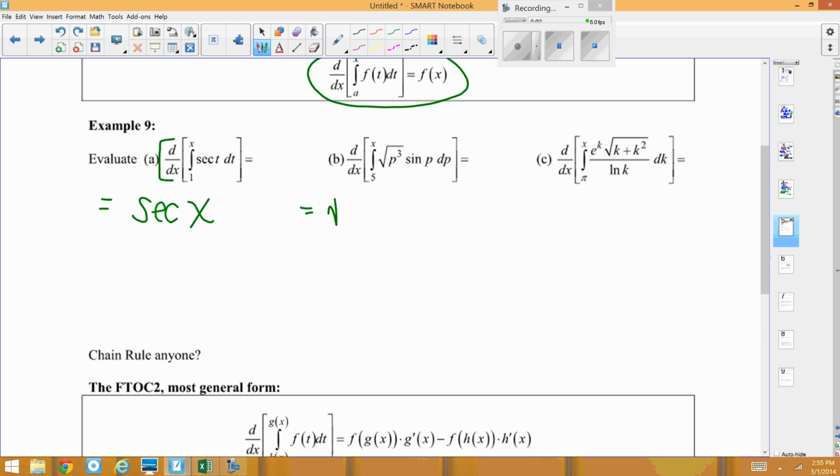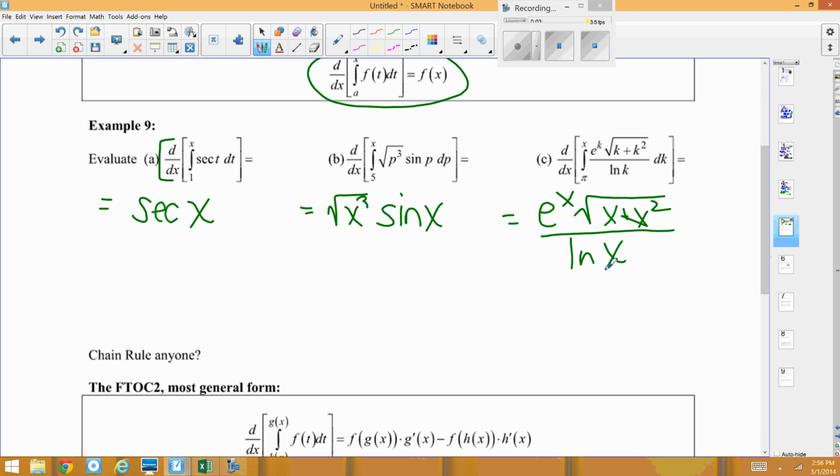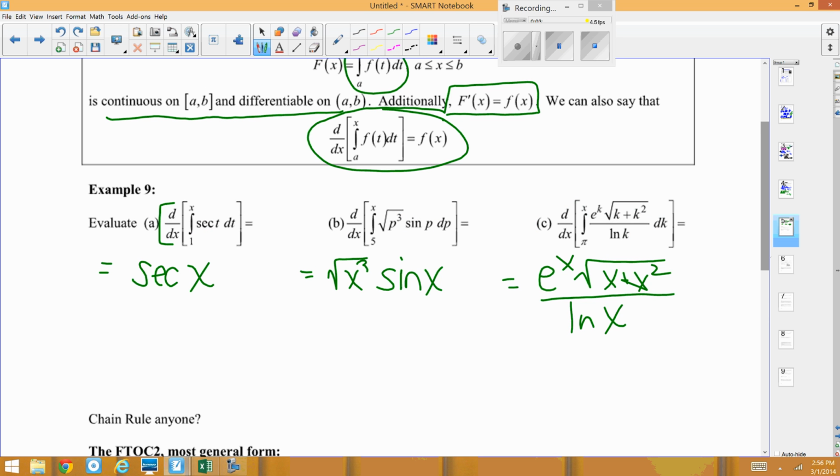This next part, we're taking the integral with a constant to 2x and the derivative. So if we do that, we're going to get the cube root of x cubed, the square root of x cubed, times sine of x, the end. And then the last one. Ooh, this one looks scary. Same idea. You're taking the integral from a constant to an x and the derivative of that. So we're just getting e to the x times the square root of x plus x squared, all over ln x. The end. If you are just integrating from a constant to an x, this is the simplest form. This is everything that you can do.